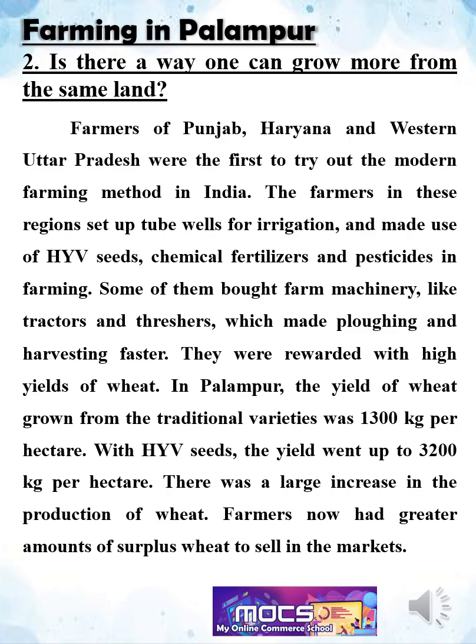In Palampur, the yield of wheat grown from the traditional varieties was 1,300 kilograms per hectare. With HYV seeds, the yield went up to 3,200 kilograms per hectare. There was a large increase in the production of wheat. Farmers now had greater amounts of surplus wheat to sell in the markets.